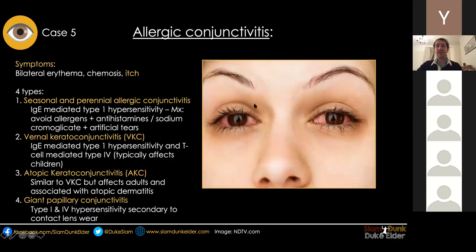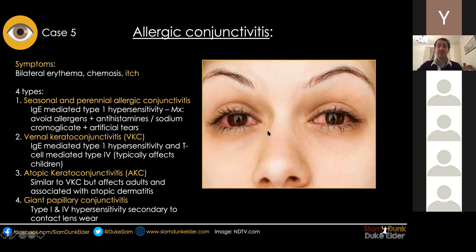So again, this isn't really infective, but seeing as I'm covering the other parts of conjunctivitis, I'll include allergic conjunctivitis. There's four types of this. I think that's probably a bit too much detail. I think it's important to know that seasonal allergic conjunctivitis is IgE mediated, a type 1 hypersensitivity. I think that's probably all you really need to know.